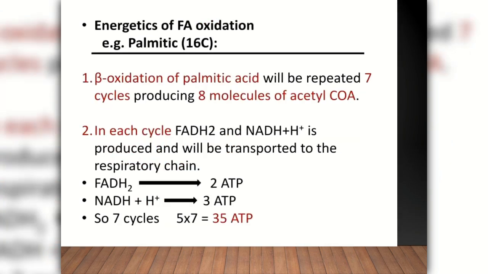Coming to the energetics of fatty acid oxidation, take palmitic acid as an example, a 16-carbon compound. Beta oxidation of palmitic acid will be repeated 7 cycles, producing 8 molecules of acetyl-CoA. In each cycle, FADH2 and NADH plus H plus are produced and transported to the respiratory chain. One molecule of FADH2 will give 2 molecules of ATP, and 1 molecule of NADH plus H plus will give 3 molecules of ATP. It happens in 7 cycles, so 5 into 7, altogether 35 molecules of ATP.